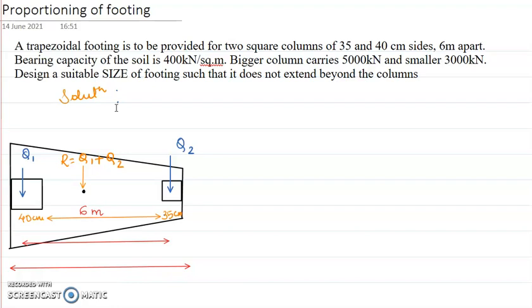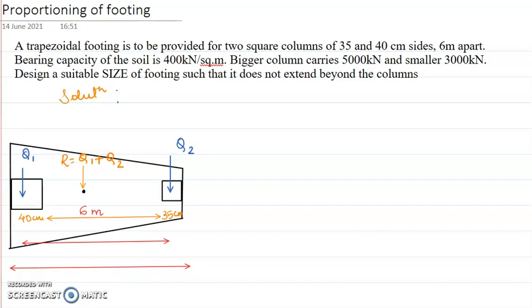The word size is in capital because you are just doing proportioning. No RCC part of the design is actually carried out over here. So what you are told is to design a suitable size of the footing such that it does not extend beyond the columns. Now why is this statement, extend beyond the columns, given to you?